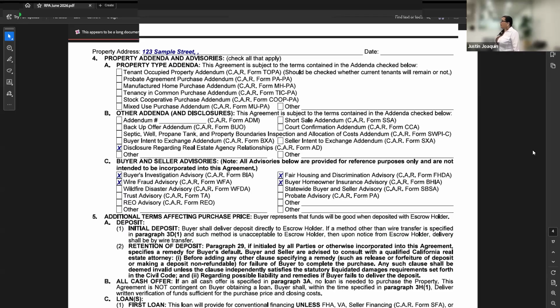Okay, so paragraph 4, because we just finished paragraph 3 in session 1. Paragraph 4 is now anything that we're going to need to incorporate as part of the RPA, whether it's addendums, advisories, certain disclosures. That's 4A, B, and C.